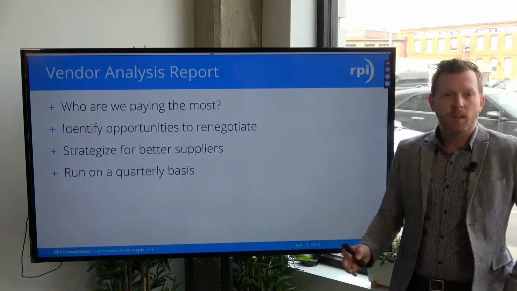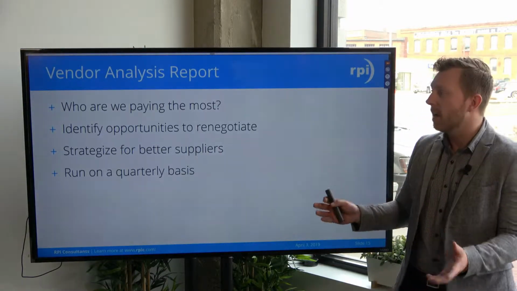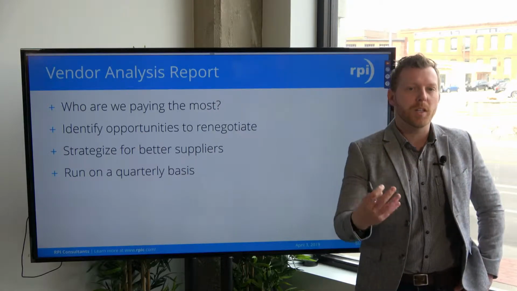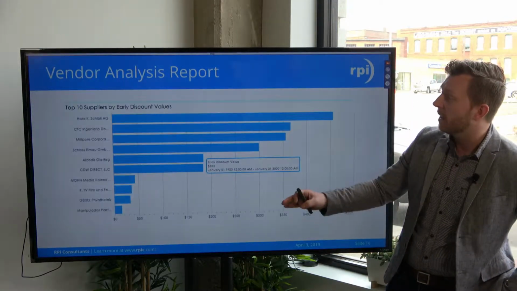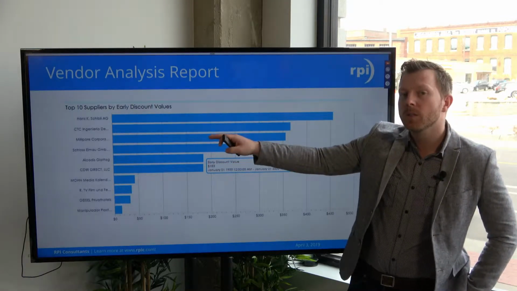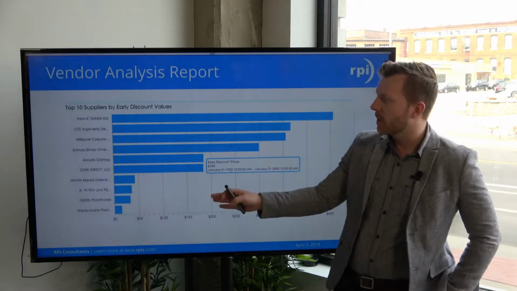This next one is a little bit more manager or finance focused, VP of finance focused: your vendor analysis report. So who are you really paying the most? This gives you the opportunity to basically see the vendors that you use the most and who you're paying the most. So this is a great report to run, and this one comes from KTA.